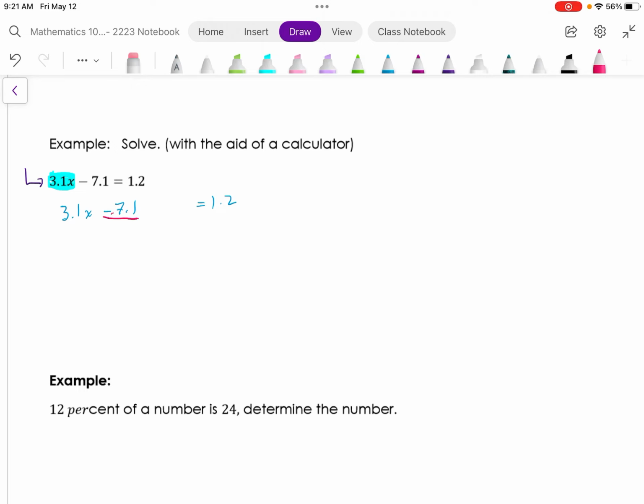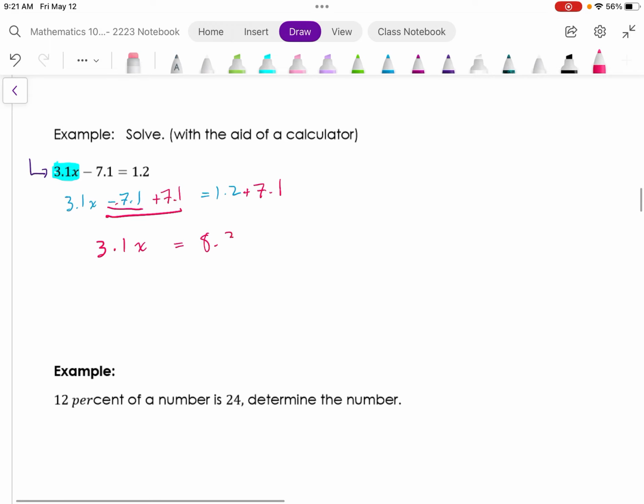So what's the undoing of subtracting 7.1? Well, it's adding 7.1 to both sides. So there it is, different color. Now what we see is what I've just underlined in red. Subtracting 7.1 and adding 7.1, they undo each other. In other words, they add to 0 as well. So I have 3.1x is equal to now 1.2 plus 7.1, which is 8.3, I believe. All right, my calculator is ready to go.